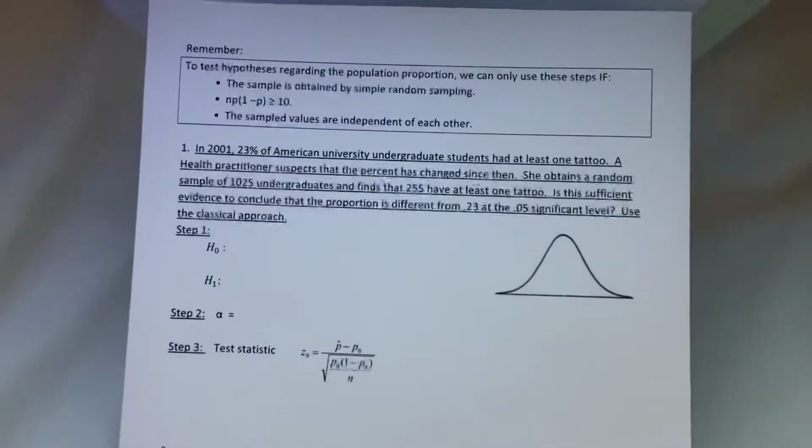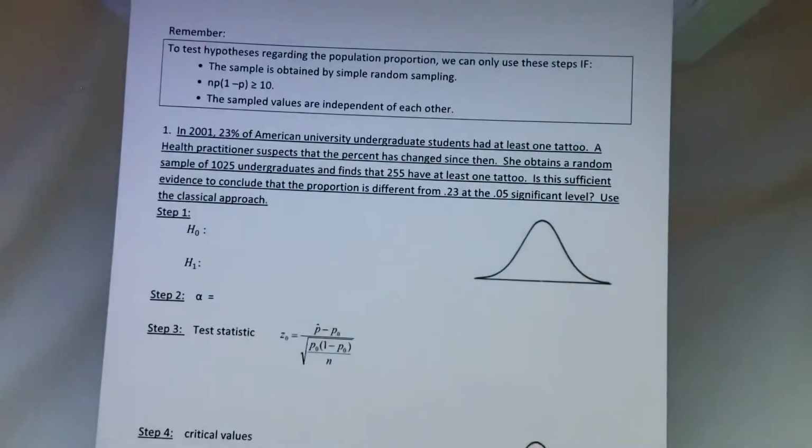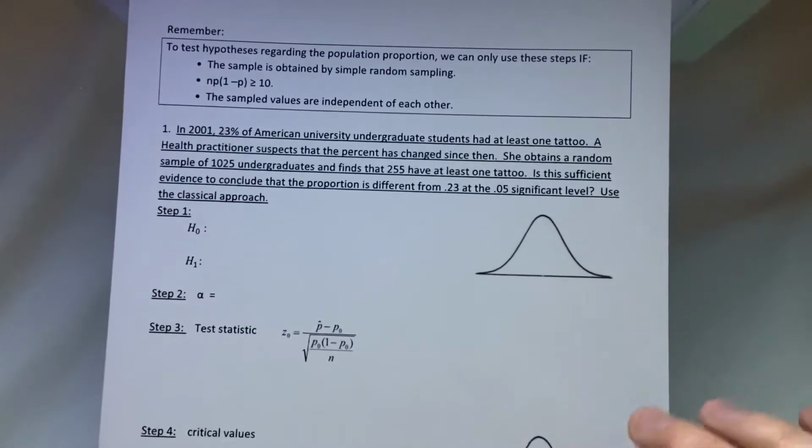Now remember, it's a test of a hypothesis regarding the population proportion. We can only use these steps if the sample is obtained randomly, and we need n times p times 1 minus p to be greater than or equal to 10, and the sample values need to be independent of each other. So let's get this going.